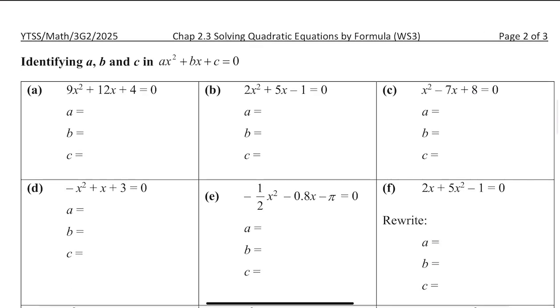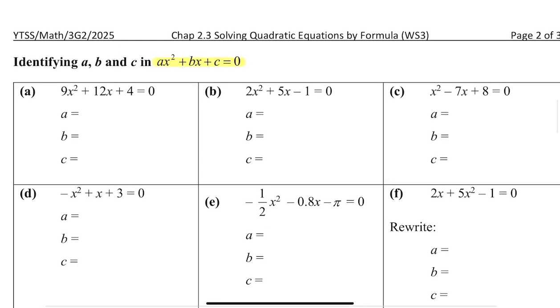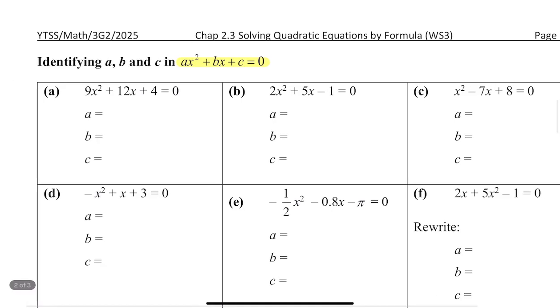Okay, so the first step to apply the quadratic formula is to identify your a, b, and c. Any quadratic equation can be expressed in this form: ax squared plus bx plus c, whereby a, b, and c are just numbers. So the first step is you must know how to identify your a, b, and c. So let's look at part A.